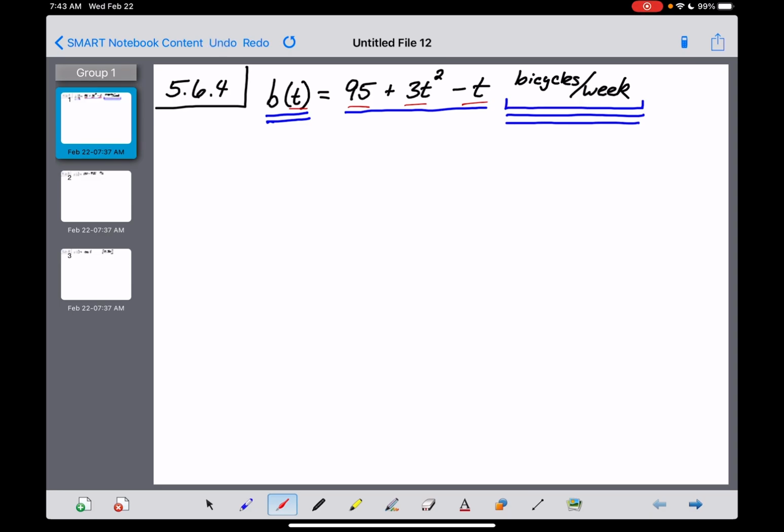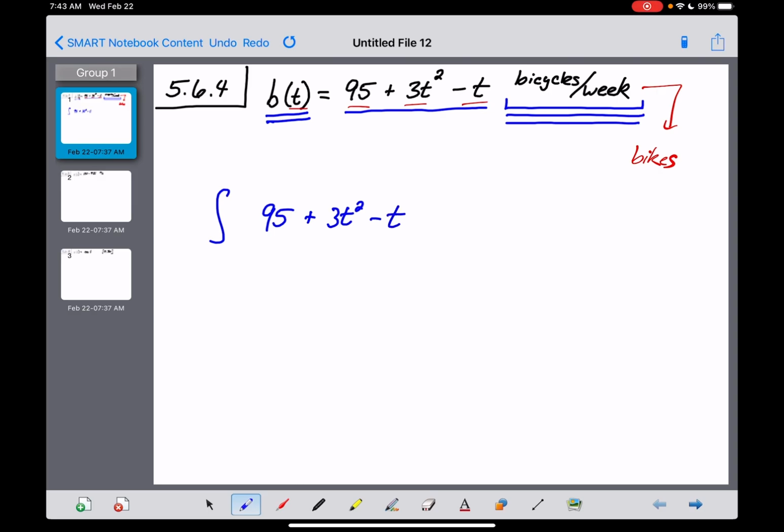So the way we're going to go from bicycles per week down to just plain bicycles is we're going to have to do a definite integral. All right, and you'll see why that works in just a second. So we're going to do a definite integral of this function, 95 plus 3t squared minus t.